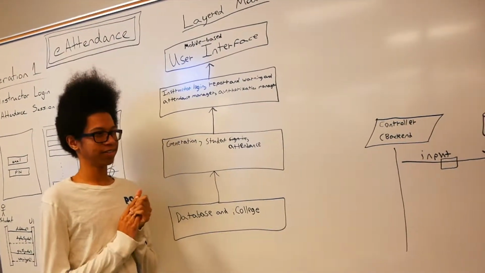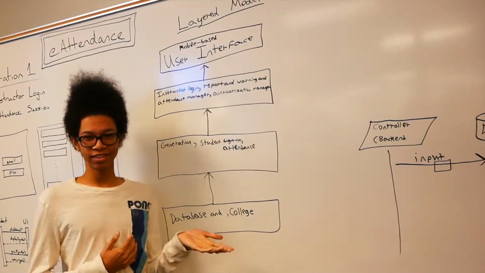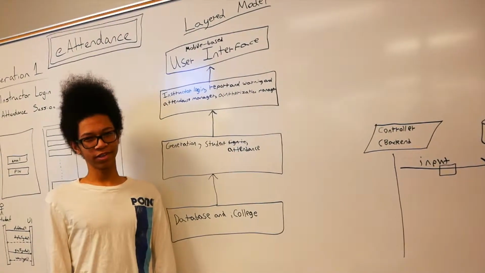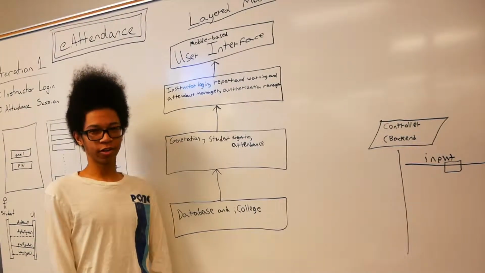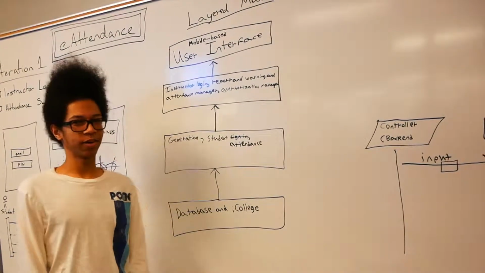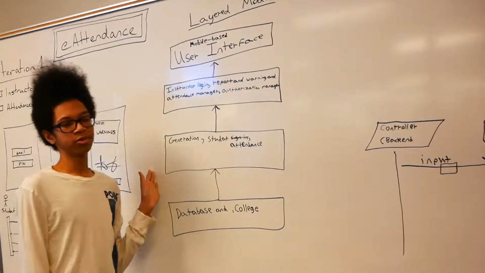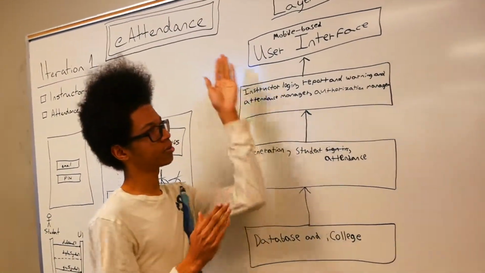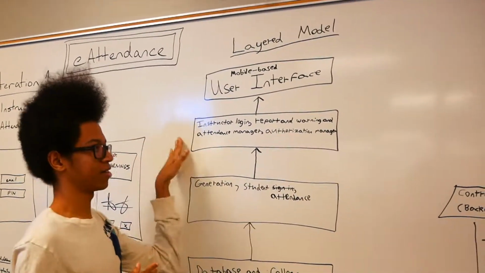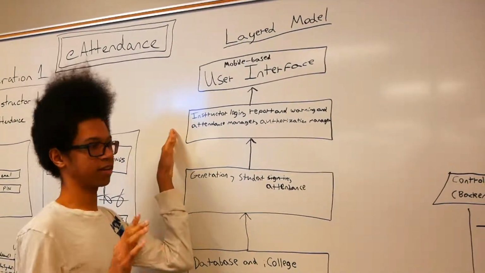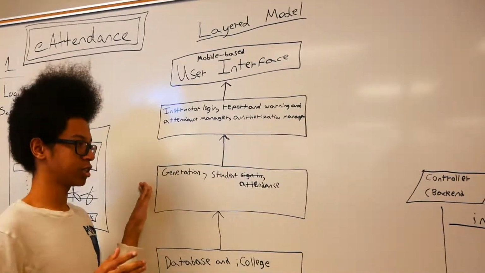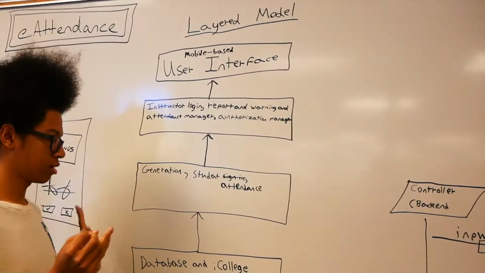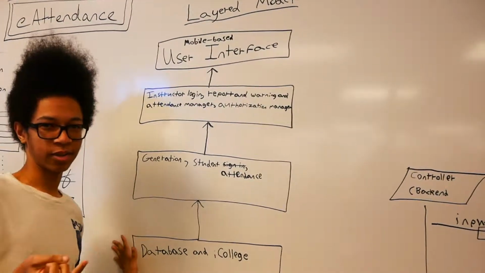So this week we'll be continuing to talk about our e-attendance, which is a tablet-based attendance system. Before we get into the two use cases that we developed in this iteration, we'll be talking about our architecture model. We have a layered model with 4 layers: our user interface, our authentication and different kinds of managers, and then underneath our functionalities, like generation and student attendance, and then finally we have our database and iCollege.